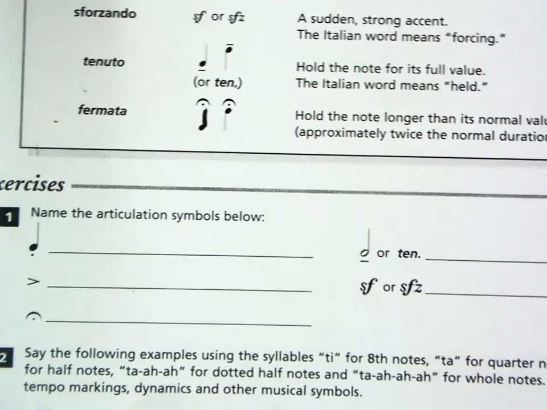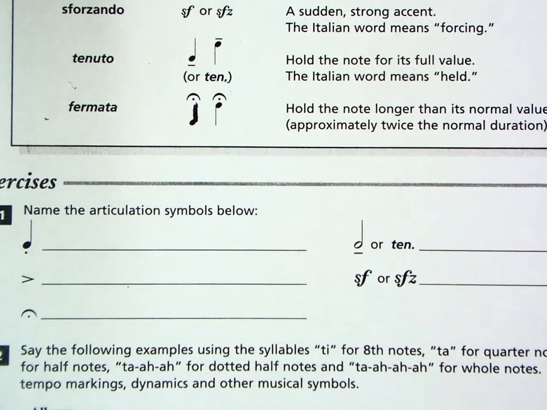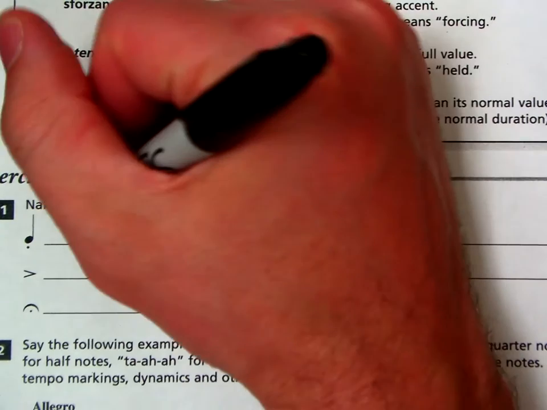Right. Quick 6 exercises that just want you to name the things we have here. So pause real quick. When you come back, we'll name them together. All right, the first one here is the note head with the dot underneath it. So that's a staccato.